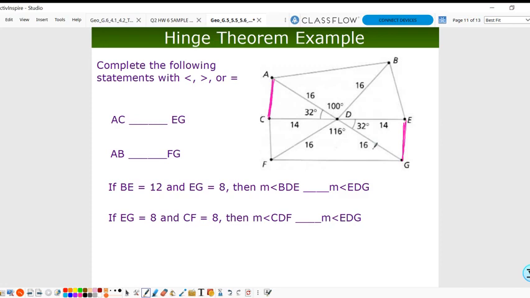Because the side lengths are congruent and my angles happen to be congruent, that leads me to believe that AC will be equal to EG.